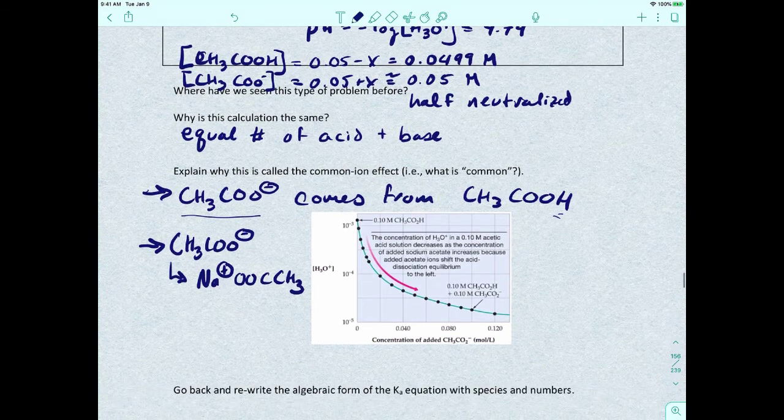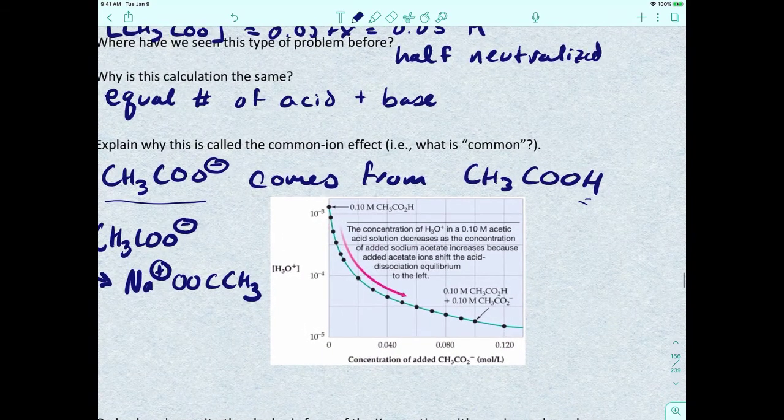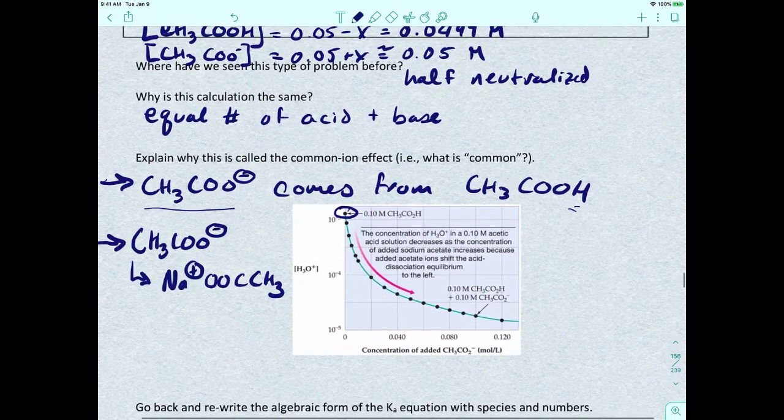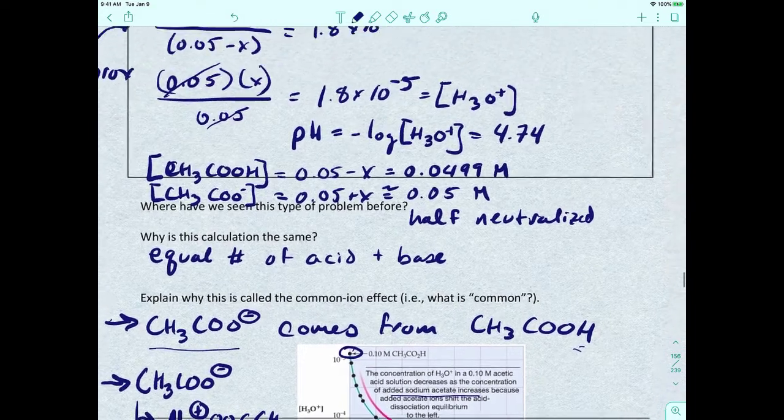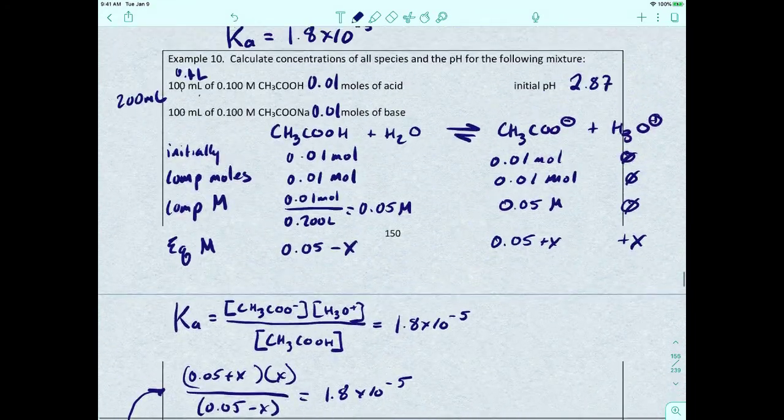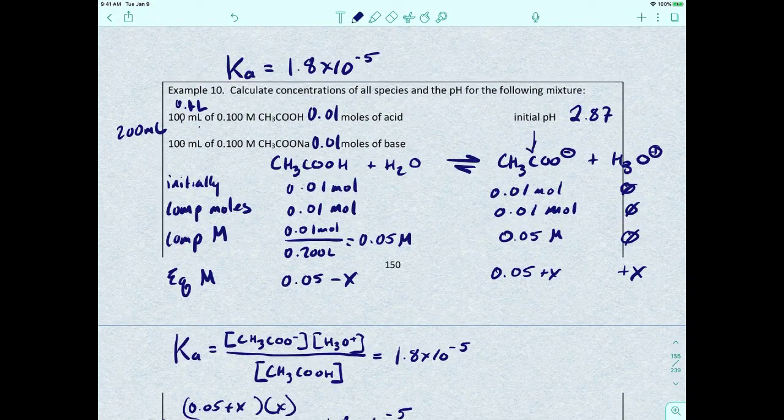Okay. Now, looking at this chart here, you're starting initially with just acetic acid, but as the concentration of H3O plus decreases, as you start adding more, sodium acetate increases because the acetate ions shift the dissociation equilibrium to the left. Because again, like we saw with that reaction, you start adding more acetate ion, the reaction has to find a way to balance itself out and make more acetic acid.